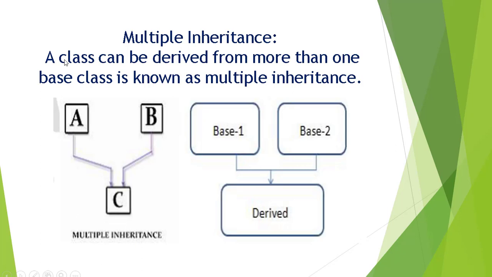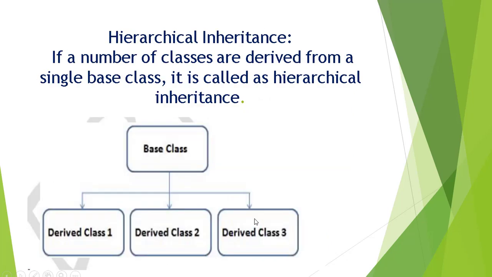Multiple inheritance. A class derived from more than one base class is known as multiple inheritance. Here A and B are two base classes, and from these two base classes you are deriving a class C, then it becomes multiple inheritance. For example, there are two classes, king and queen. You are deriving a prince from the king and queen, then it becomes multiple inheritance. So if you derive a class from two or more base classes, it is called multiple inheritance.